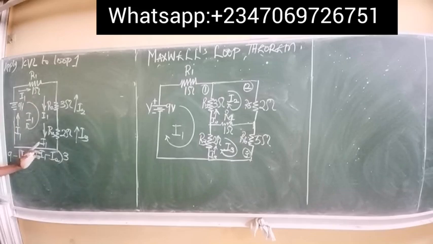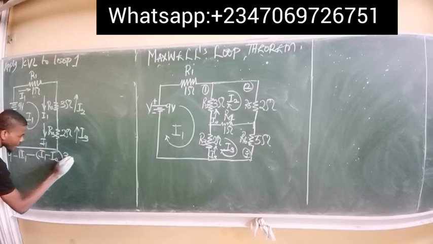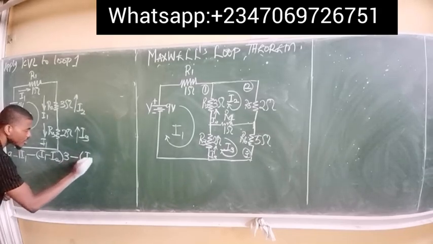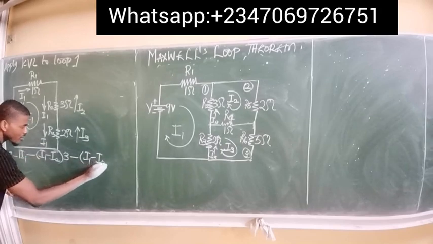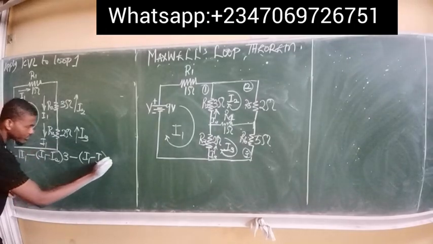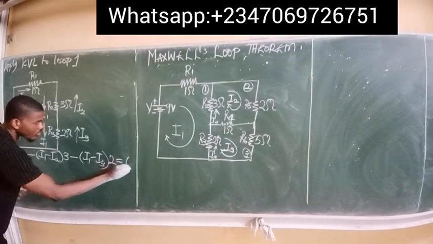Also, I have I1 flowing through this resistor R3, and I also have I3 flowing through that same resistor in the opposite direction. Same thing, whenever current flows through a resistor, there's always a potential drop, so always put your minus. Then, since I'm on loop 1, it becomes I1 minus I3, and multiply this by the resistor, which is 2 ohms, times 2. The whole of this is equal to 0.